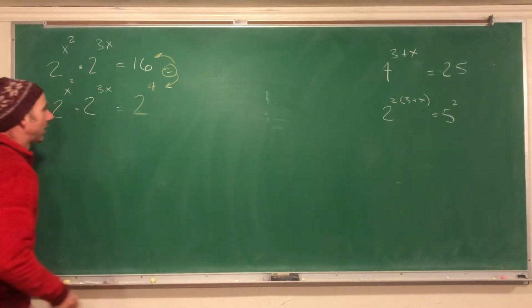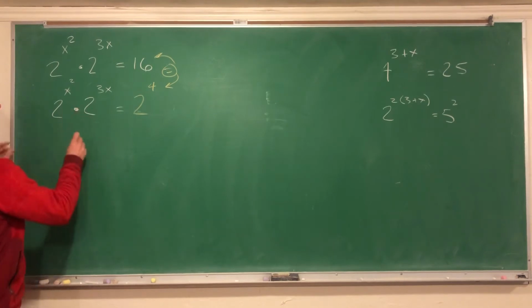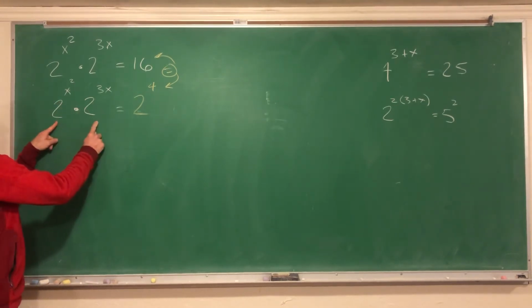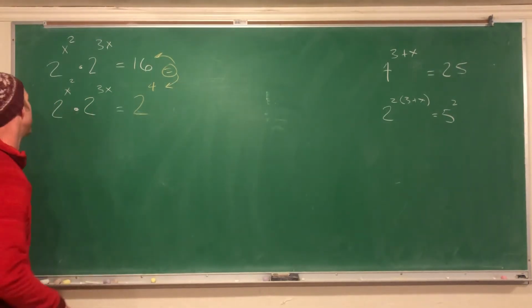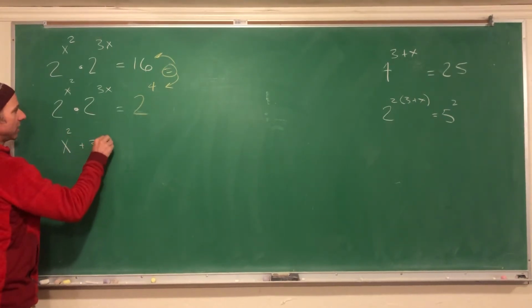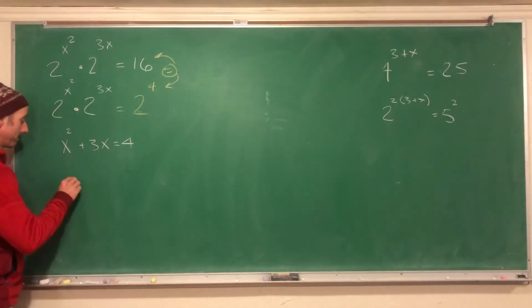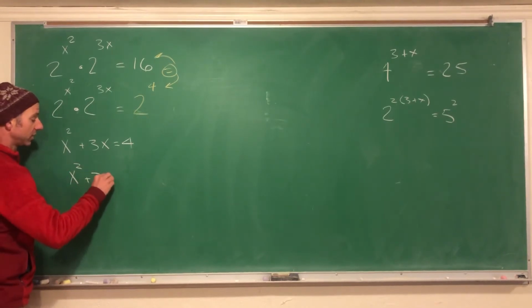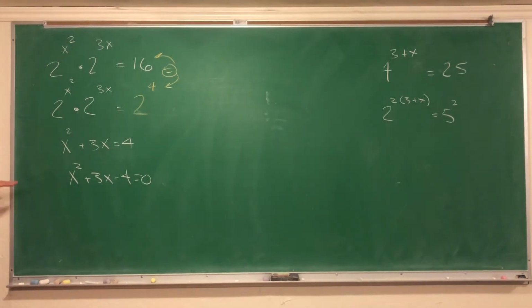Okay, those guys are equal. Now my bases are the same. Now we're a little different here. What do I do with exponents when the bases are the same? I add them. So we're going to have x squared plus 3x equals 4. Let's go ahead and solve this for x: x squared plus 3x minus 4 equals 0. We have a quadratic, so we're going to have to factor this and use the zero product property.